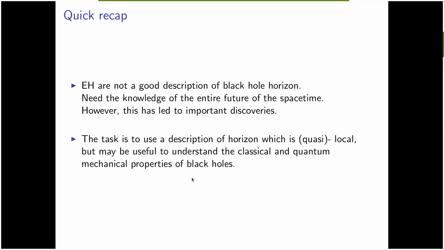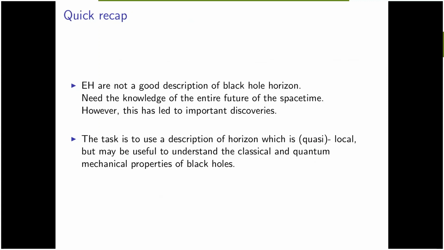Now, let me just recap quite briefly what we have found out till now: that EH is not a very good description of a black hole horizon, because it needs the entire future of the space-time to say where the black hole is. So the task is to find a description which is quasi-local, which will not need the full space-time to say where the black hole is.